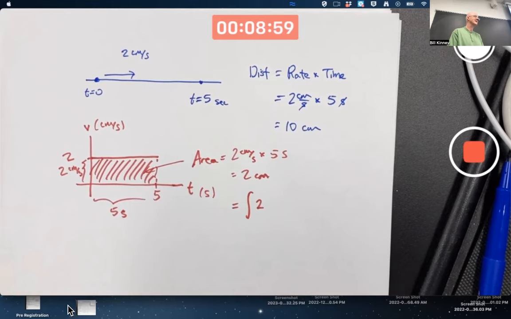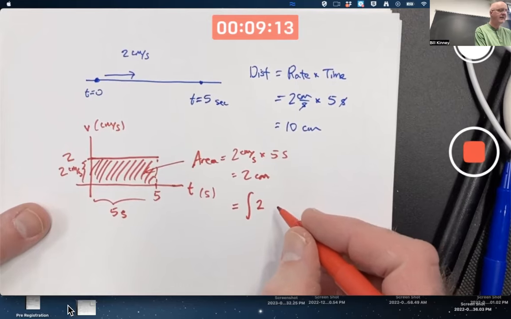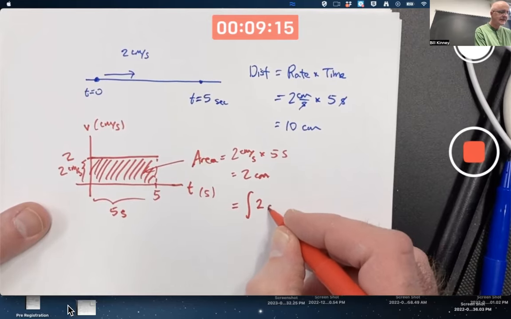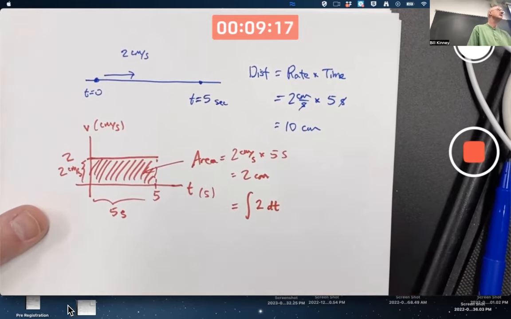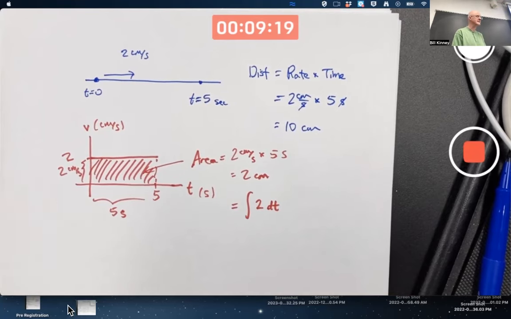That's the function that I'm finding the area under the curve for. And that's what definite integrals are all about, finding areas under curves. The constant function, that horizontal line there. You should emphasize the variable is t, so you put a dt here. And there's a good reason to put a dt instead of just a t there. I will get into that as we keep going here.